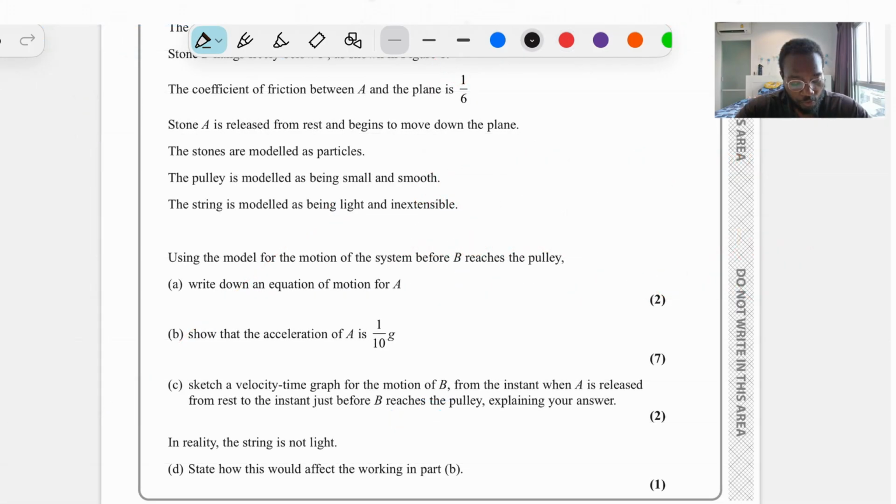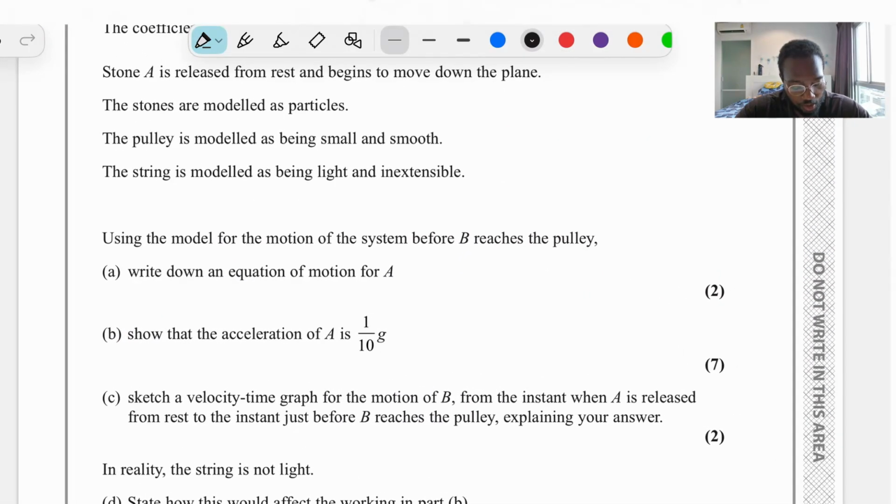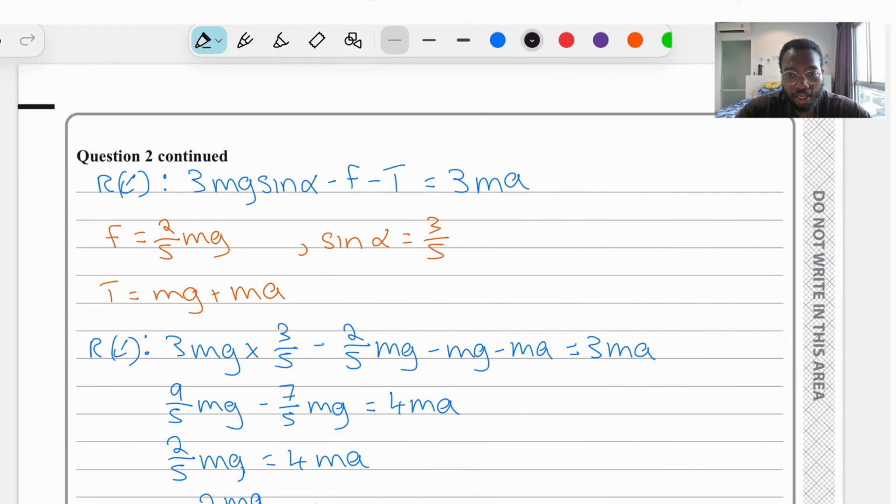And for part B, we're told that in reality the string is not light. So how does this affect the working in part B? Well, very simple. When the string is light, what that tells us is that the tensions of the two equations are going to be the same. Because it's light, we can say that the tensions are going to be the same, so we always equate our two tensions. However, if the string is not light, it means that the tensions of both stone A and stone B are going to be different, because the different sides of the string would be supporting more weight, and they could be accelerating differently.